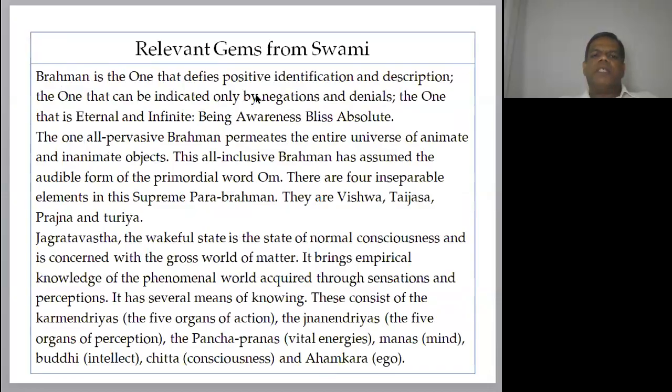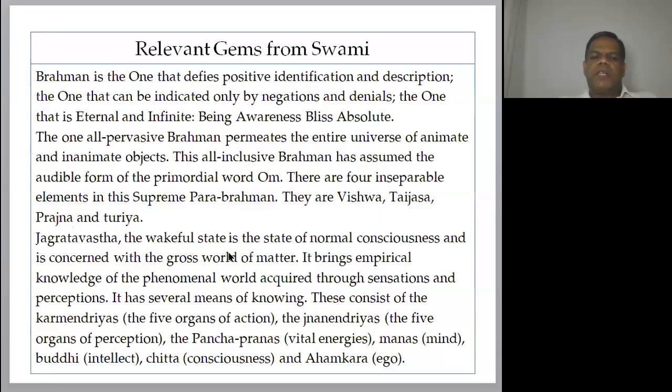Brahman is the one that defies positive identification and description. The one that can be indicated only by negations and denials. The one that is eternal and infinite. Being, awareness, bliss, absolute. The one all-pervasive Brahman permeates the entire universe of animate and inanimate objects. This all-inclusive Brahman has assumed the audible form of the primordial word Om. There are four inseparable elements in this supreme Parabrahman. They are Vishwa, Taijasa, Prajna, and Turiya.